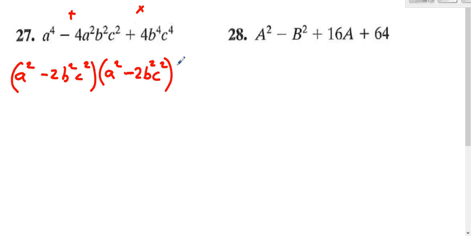If you quickly did a little foiling to check it out, you know that when you multiply a squared times a squared, you get a to the 4th. Negative 2b squared c squared times negative 2b squared c squared, that checks out. And then your middle term, when you do the outside and the inside, that would be a squared times negative 2 b squared c squared. So you get the a squared b squared c squared. We know the numbers work.